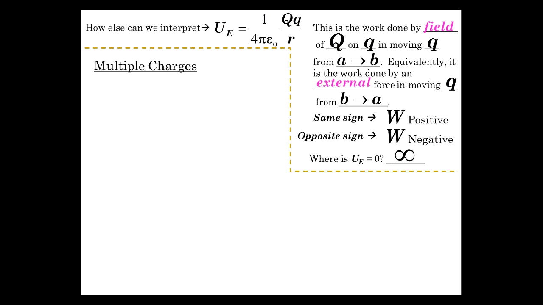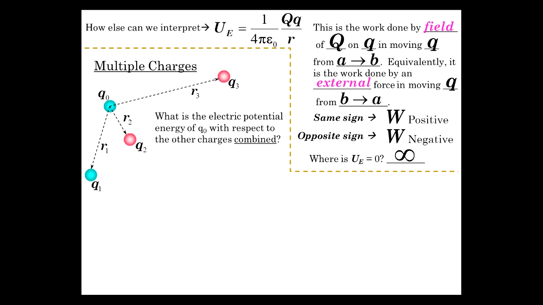And now how do we handle multiple charges? Not too hard. So here we have multiple charges, and there's energy associated with each charge compared to the other, or the whole system for that matter. So two considerations. First of all, we're going to figure out what is the electric potential energy of Q0 with respect to not just Q1 or Q2 or Q3, but all of them. There's potential energy with respect to all of them. And to figure it out, you just add them. You add the potential energies of each one.